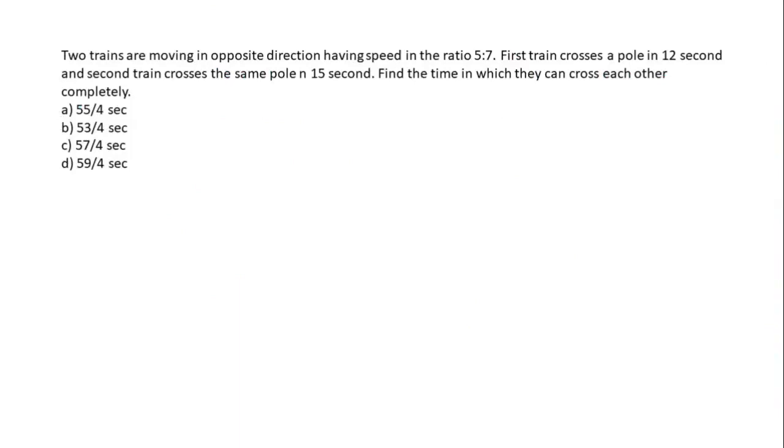What is the question now? Two trains moving in opposite directions have speeds in the ratio of 5 is to 7. The first train crosses a pole in 12 seconds, and the second train crosses the same pole in 15 seconds. So find the time taken once they cross each other. What time will they cross each other? That is the question.